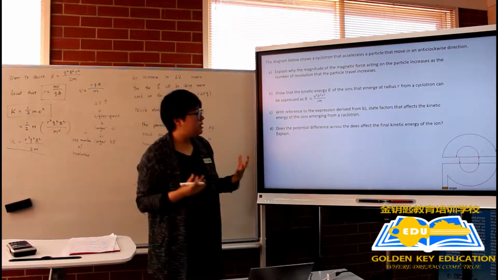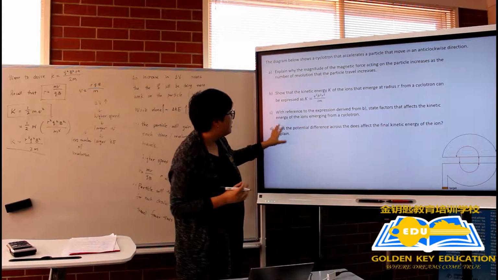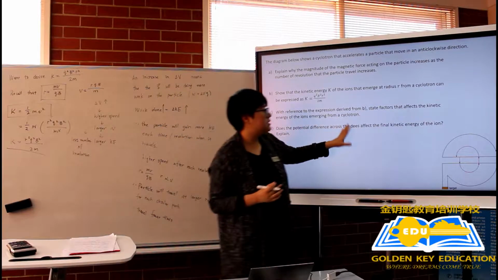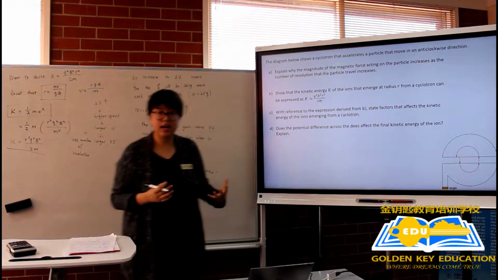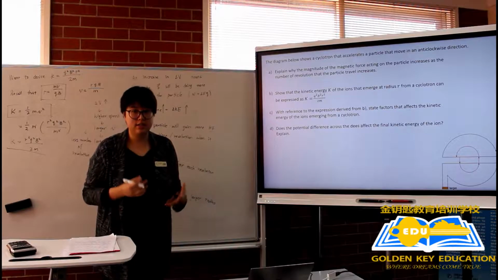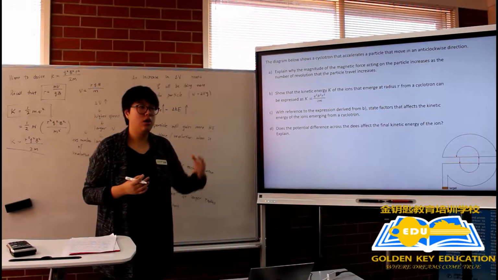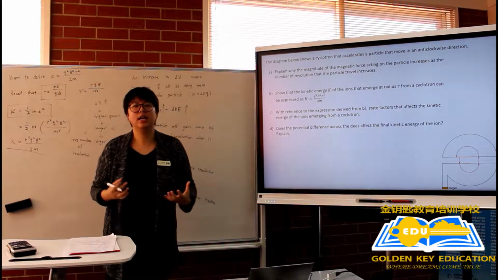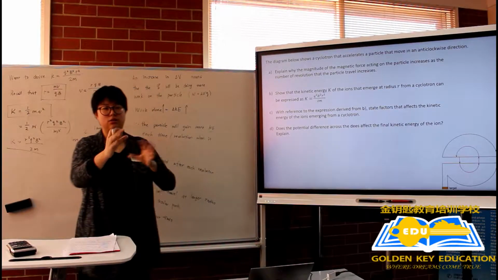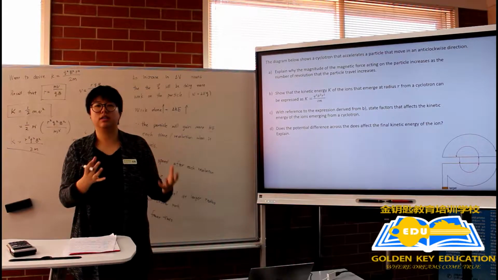So we have to be careful: the potential difference across the Ds does not affect the final kinetic energy of the particle, but it will increase the kinetic energy gained in each revolution. It's just that the number of revolutions has decreased, so those two effects basically cancel each other out.